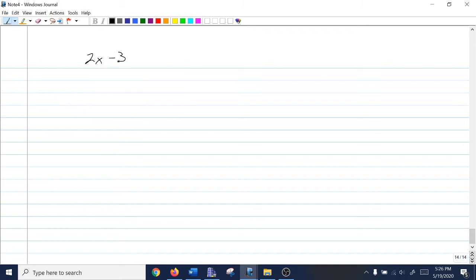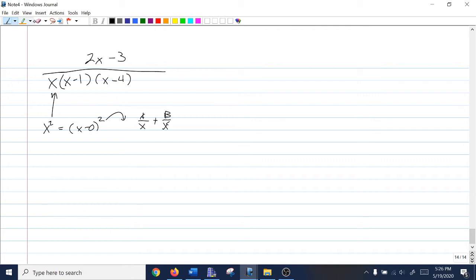2x minus 3 over, let's do x plus 1, x minus 4. Let's put an x here. Hey, heads up, when you see an x or an x squared or an x cubed, that means x minus 0. X counts as a linear thing. Seeing an x squared means you have a linear thing squared. That's going to contribute a 1 over x and a 1 over x squared, or an a over x and a b over x squared. It acts the same as those. It feels different to just see x squared by itself, but that's what it means.